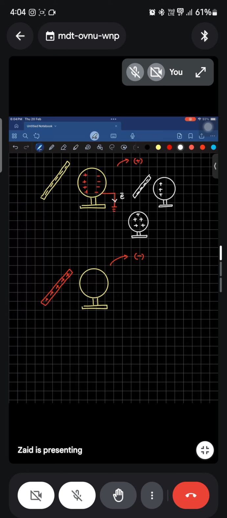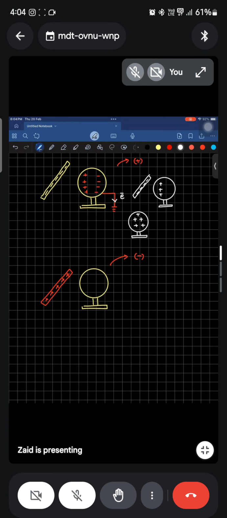No problem. Look, what's happening over here is that we have a sphere which is uncharged. The sphere does not have any positive or negative charge. It's neutral. When we put the negatively charged rod in front of the sphere, all the positive charges are going to be attracted towards the negative side, and negative charges are going to be pushed to the other side.